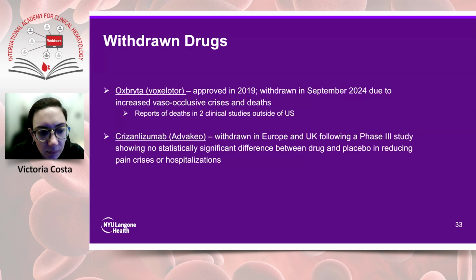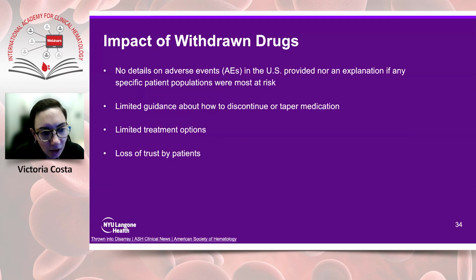And then crizanlizumab, also known as Adakveo, has been withdrawn, and this targets P-selectin, so kind of endothelial adhesion molecules. This has been withdrawn in Europe and the UK following a study that showed no statistically significant difference between the drug and the placebo in reducing pain crisis or hospitalizations. So this was, I think, impactful to the community. Felt like many steps forward and one step back.